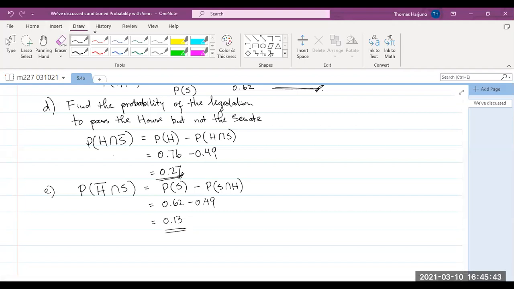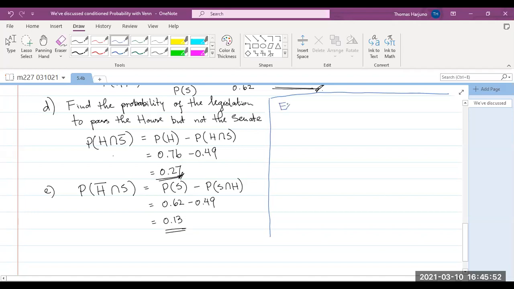Okay, now let's do a little practice here. Call this example 3. Let's say I have probability of E equal to 0.4. Probability of F is 0.3. Probability of the union, E union F, is 0.6.